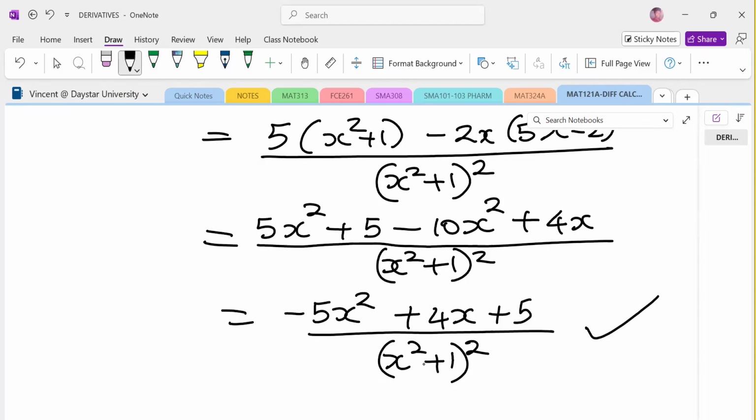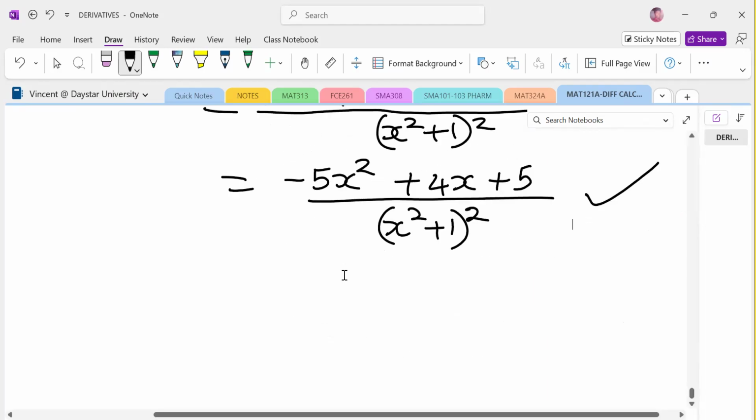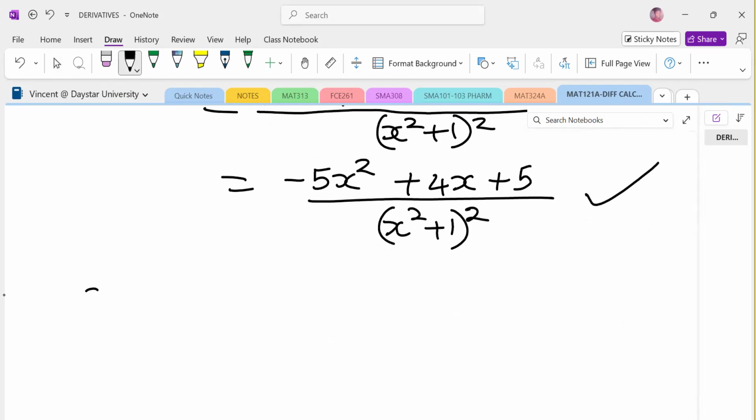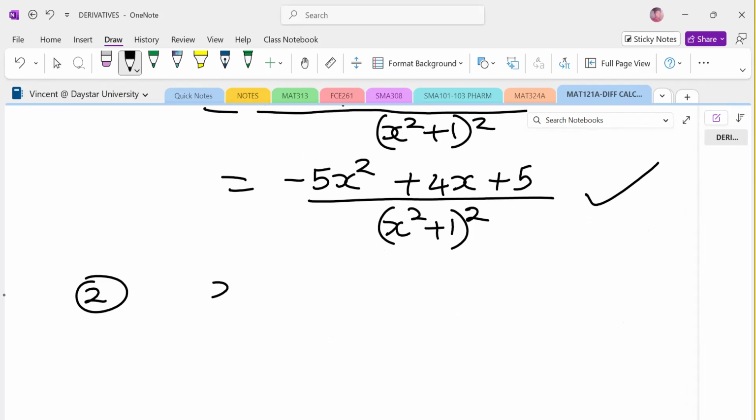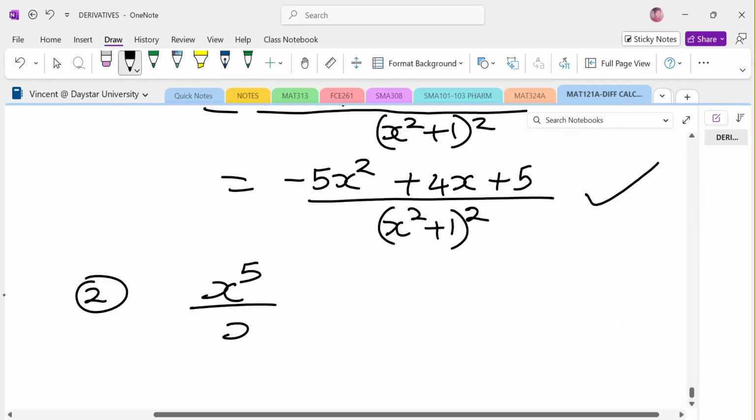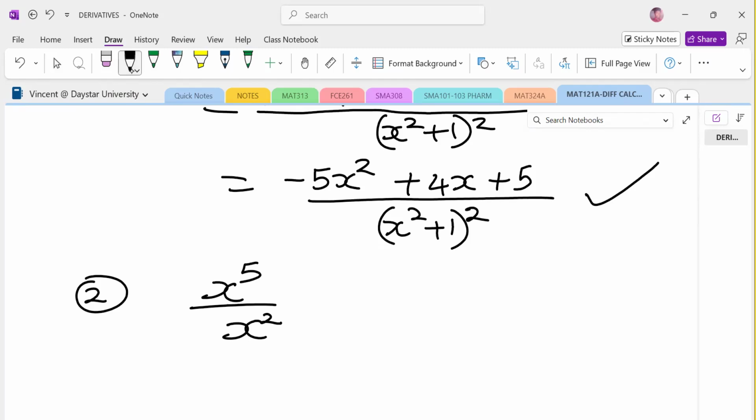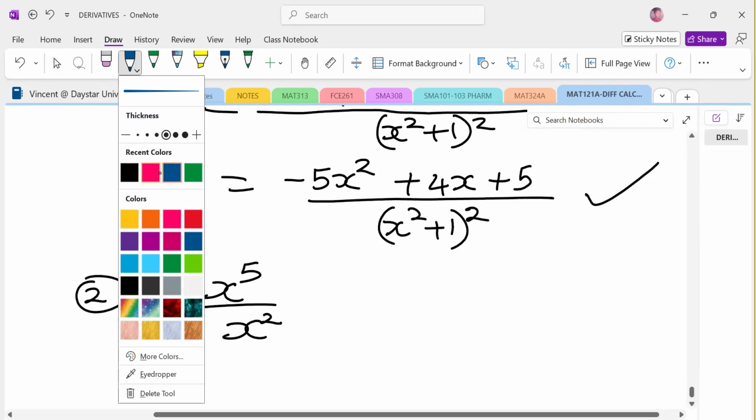Then example 2, we have x power 5 over x power 2. We know we can simplify and use a power rule, but let's just appreciate the concept of quotient rule. So these are function f of x.